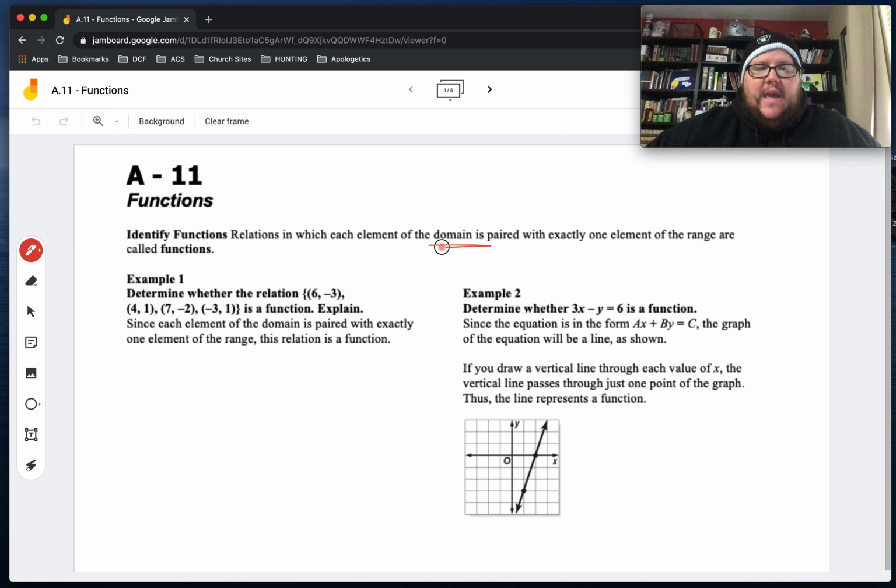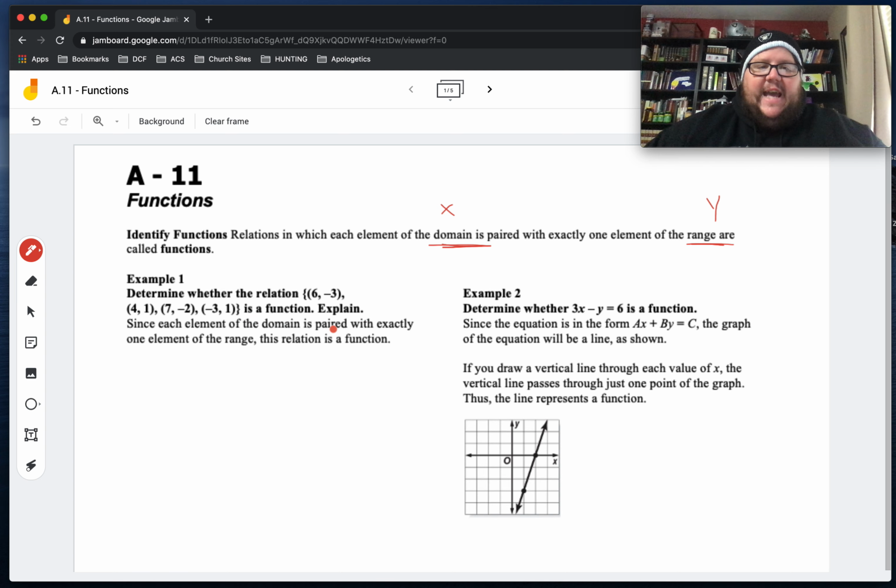So the domain X is paired up with the range Y. What this means is only one X can go to exactly one Y, and you're going to see it more as we go through some of these problems. So one X goes to one Y. If we were looking at this example 1, determine whether the relation (6, -3), (4, 1), (7, -2), (-3, 1) is a function, and explain.